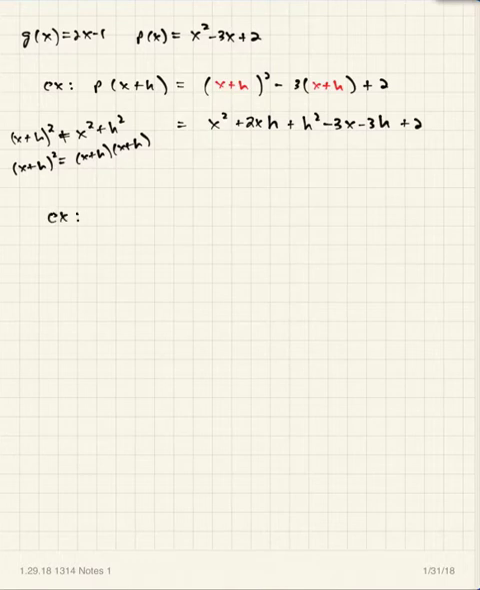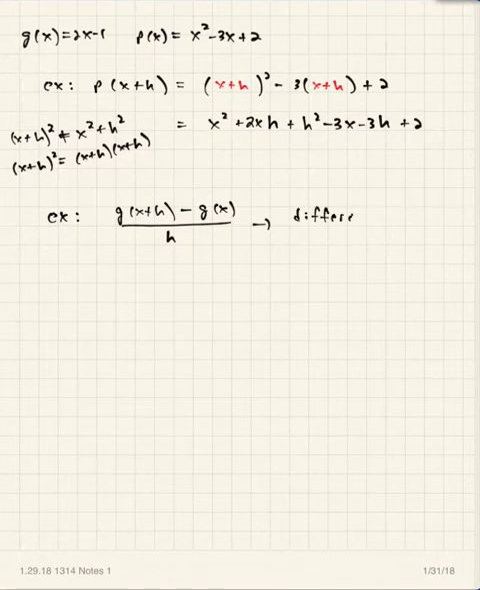Next example. All right, so the next one is g of x plus h minus g of x, all divided by h. H is just some constant here. And this kind of quantity, by the way, is called a difference quotient. This actually has a name. It's called the difference quotient.